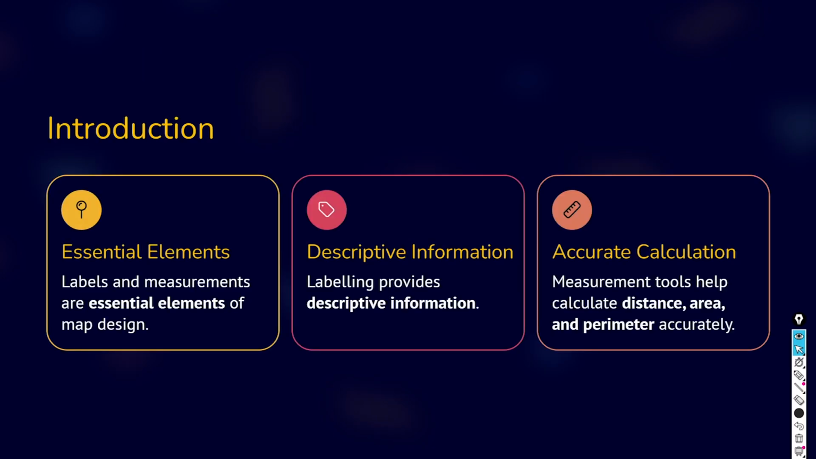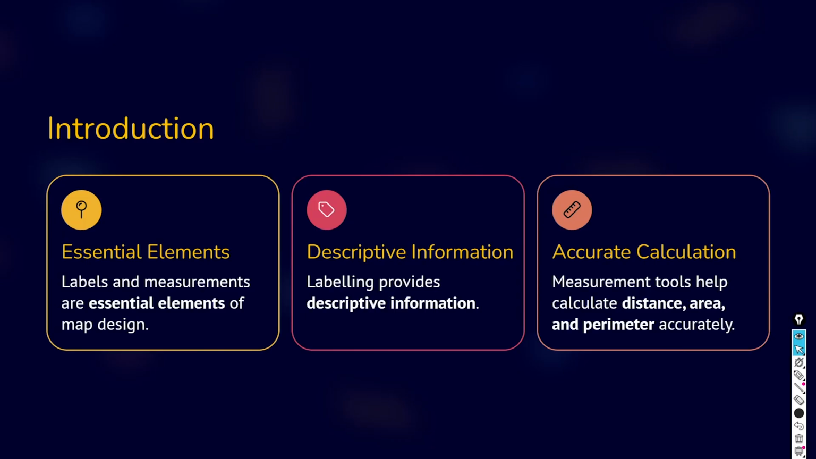So first, why it's essential. Labels and measurements are essential elements of map design. Labeling provides us with descriptive information, such as if we have a road network, which road is what, where the other road is leading. Every piece of information we can get via labels. Second, with measuring tools we can have accurate measurements of distance, area and perimeter.